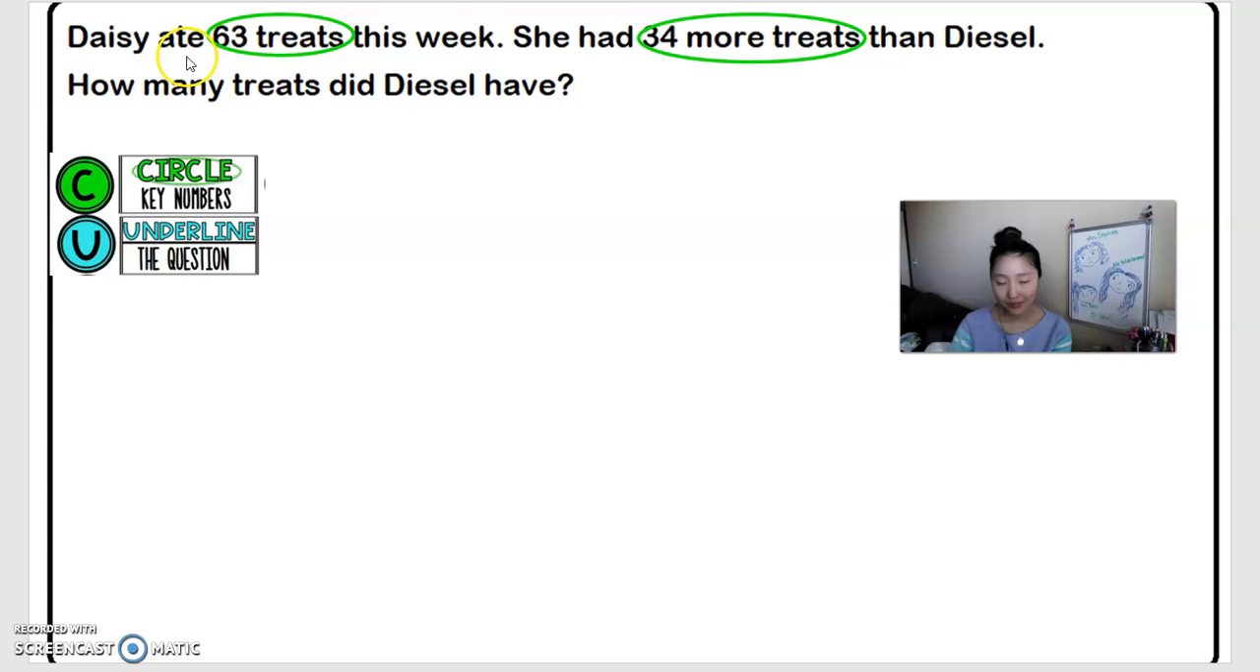Daisy ate 63 treats this week. She has 34 more treats than Diesel. How many treats did Diesel have? So right now, pause it and point to the question. All right, good. You should have gotten, how many treats did Diesel have?